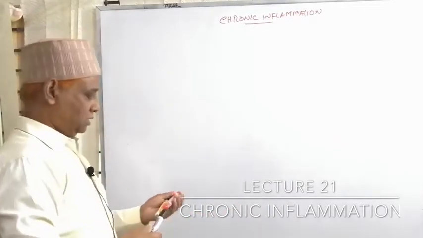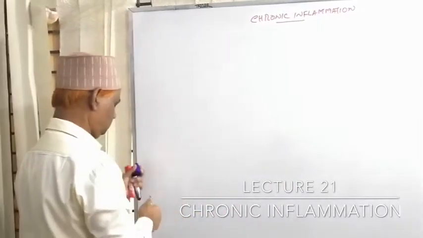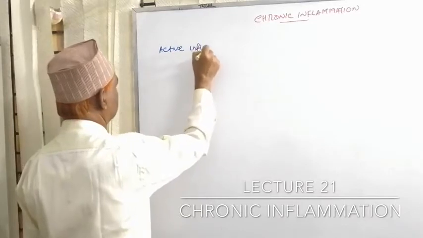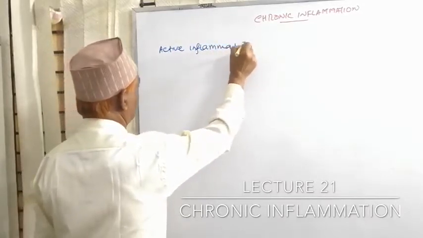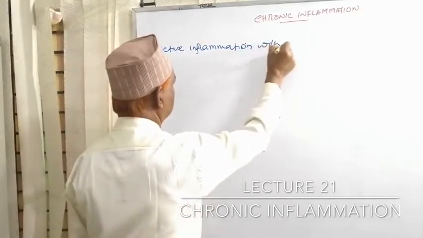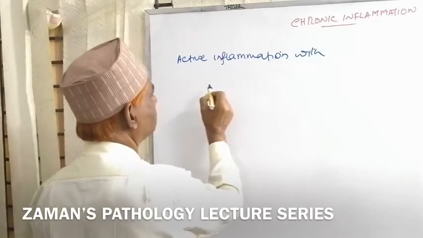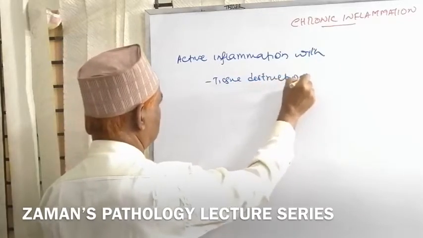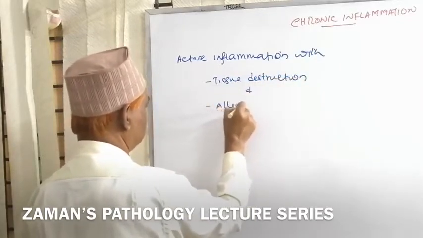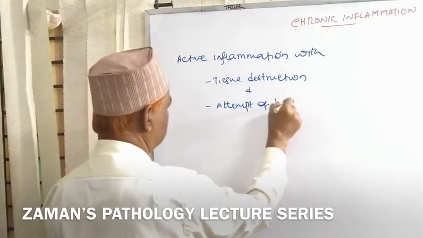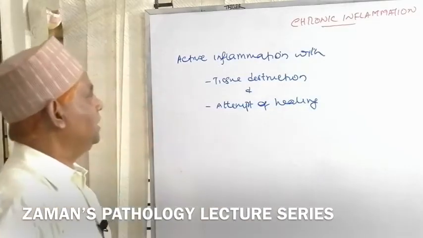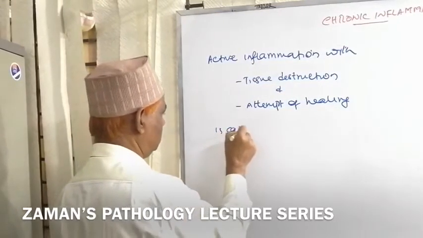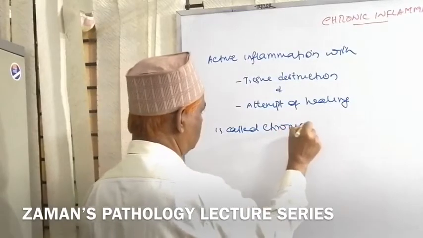Now come to the first definition of chronic inflammation. Active inflammation with tissue destruction and attempt of healing is called chronic inflammation.